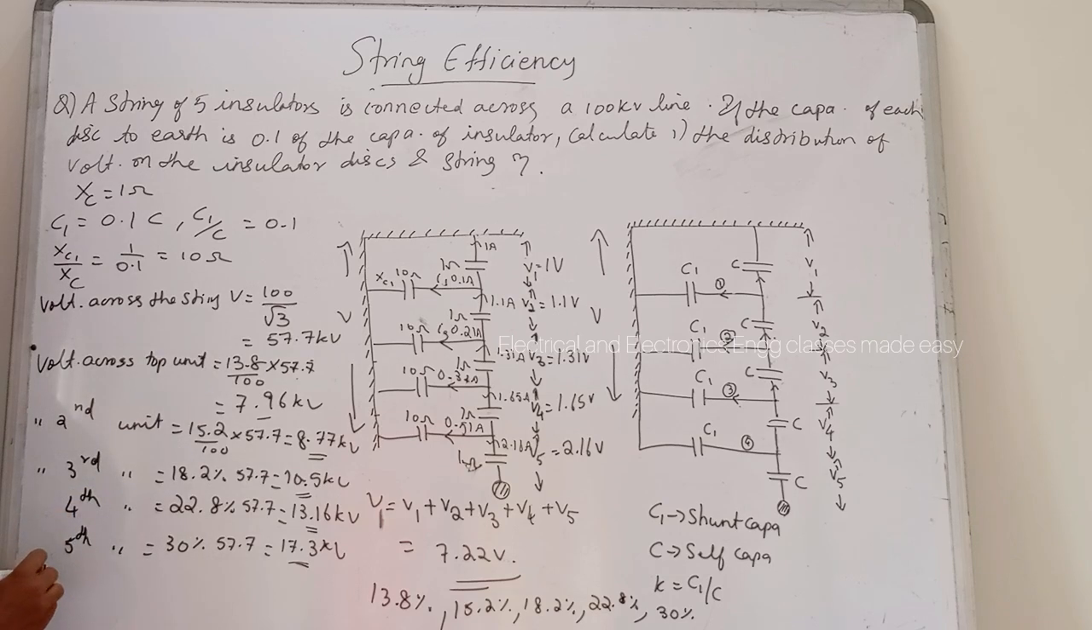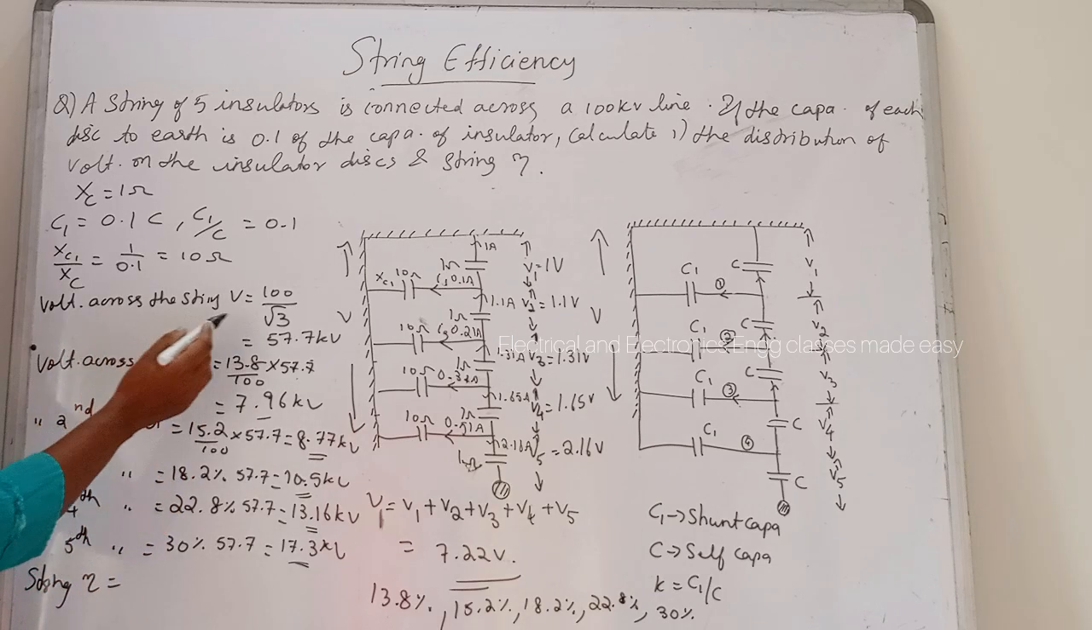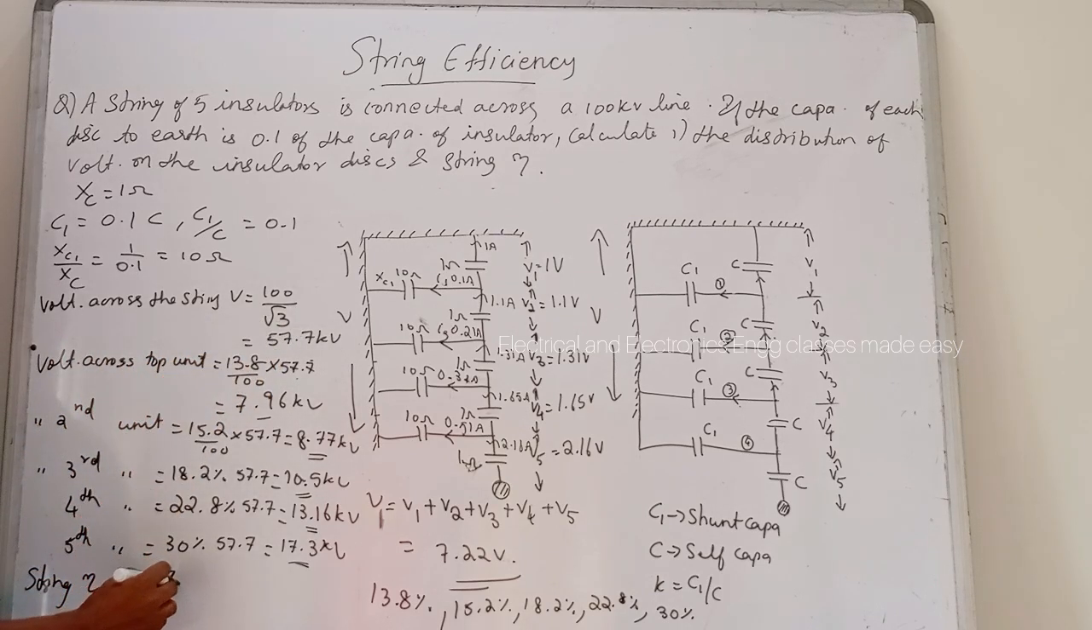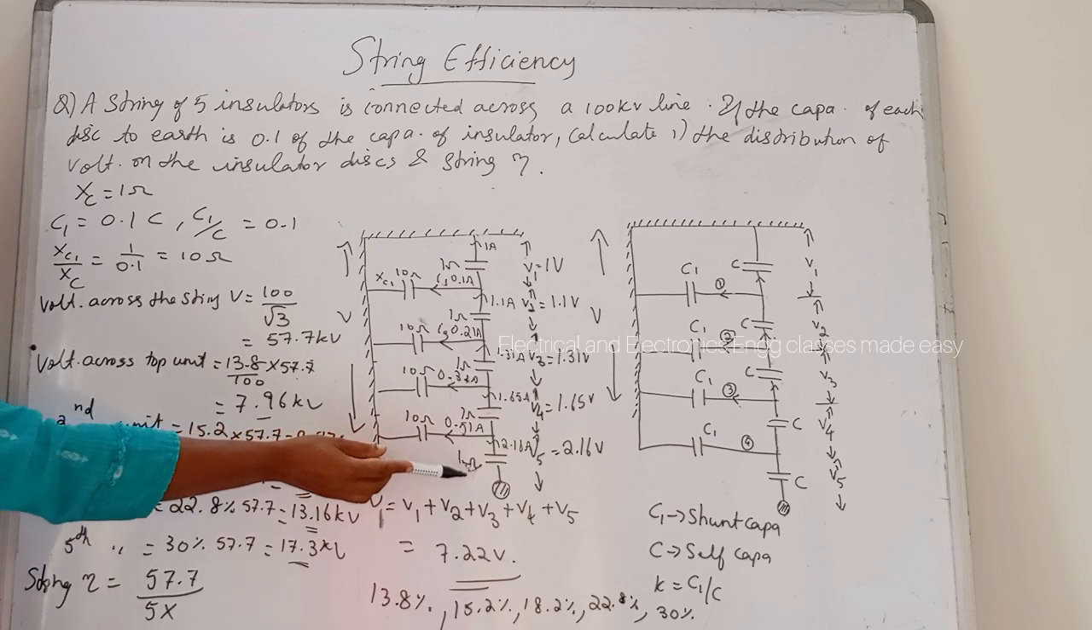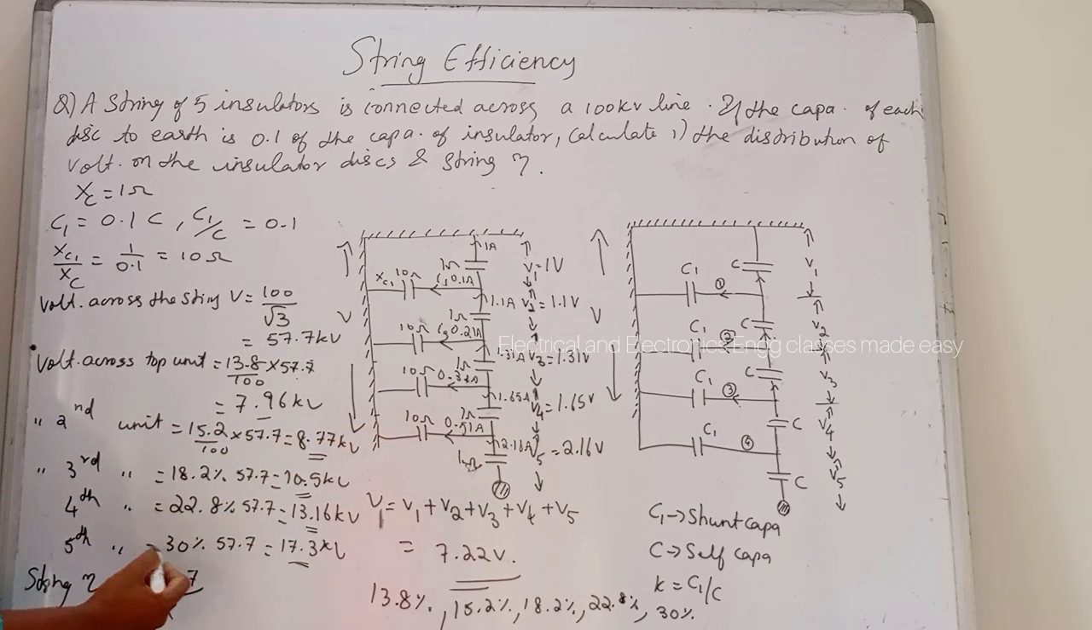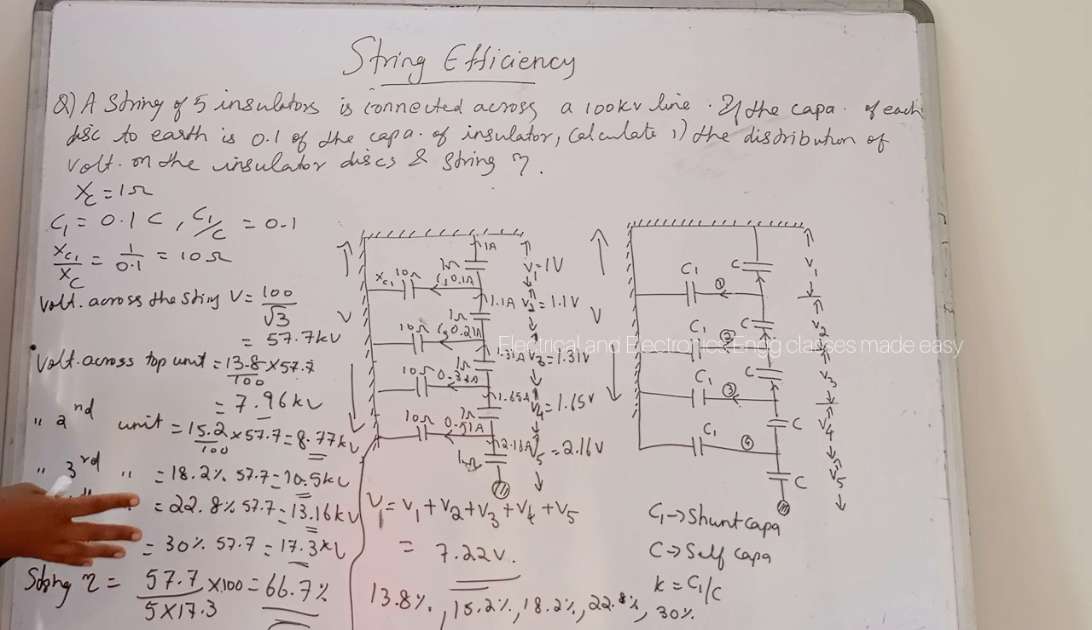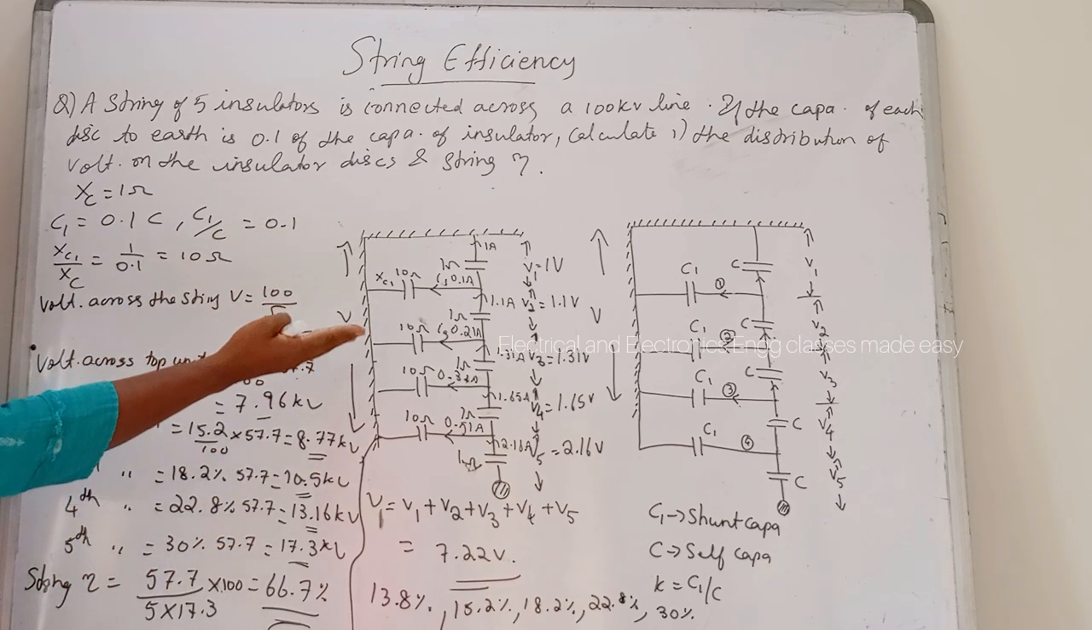So what is string efficiency? String efficiency is equal to V divided by (number of discs, which is 5, into the voltage across the disc nearest to the conductor, V5), into 100. Here V is 57.7 and V5 is 17.3, so it is equal to 66.7 percent. So in this way we are doing the problems related to string efficiency with discs more than 3.